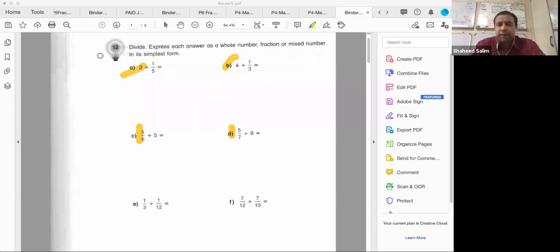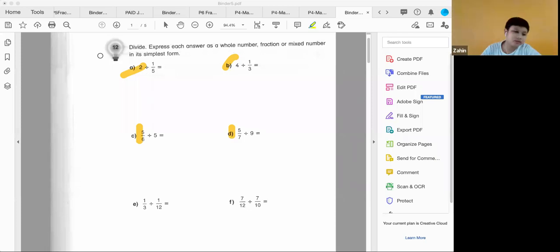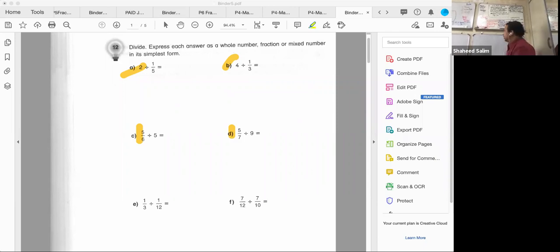Zahin, what's your answer for E? 4. F? 5 over 6. All right. So, okay, we are going to go through the answers. You all check your answers, all right? Whether your answers are correct or not, please check. I'll write the questions on the board.